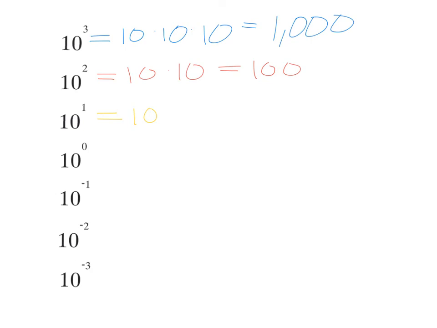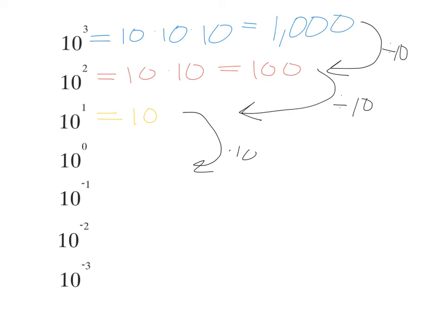But look what's happening to each of the numbers as I decrease its power. From 1,000 to 100, I've divided by 10. From 100 to 10, I've divided by 10. To keep this pattern going, if I divide 10 by 10, I get an answer of 1. And that is in fact true. 10 to the 0 power is equal to 1. In fact, any counting number, not including 0, or any natural number to the 0 power would be 1.